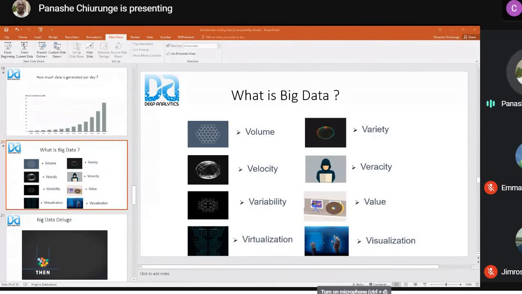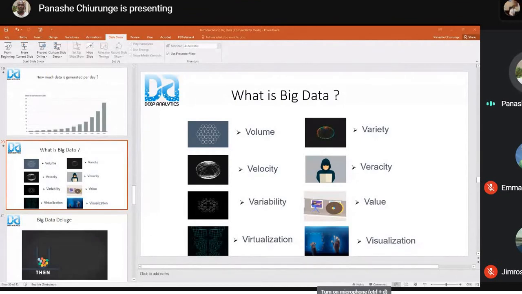Then you've got value. Value has got to do with the value of the data that is being generated. Does that data have value? That's what we mean by the sixth V, value. Is that data valuable, or is it just gibberish?